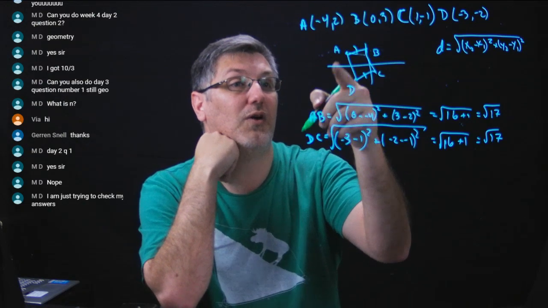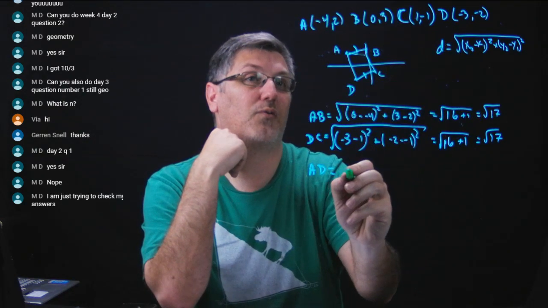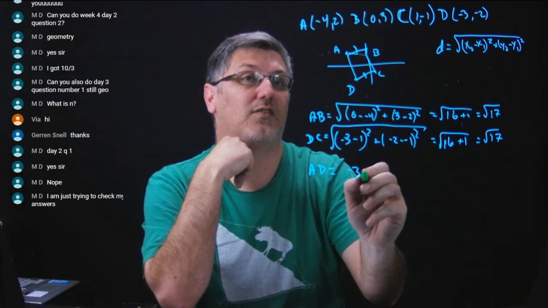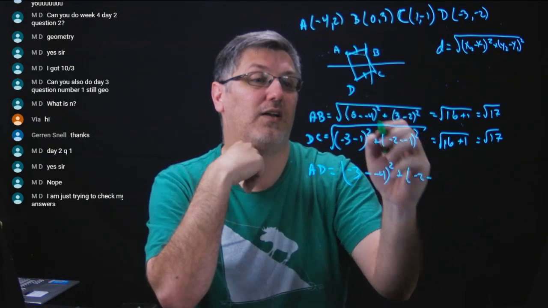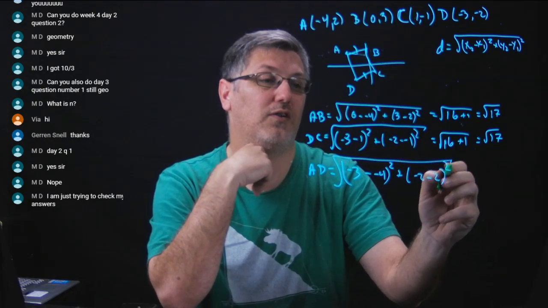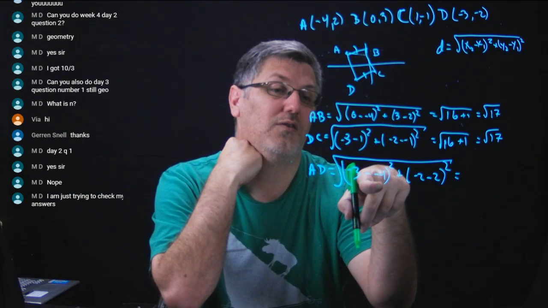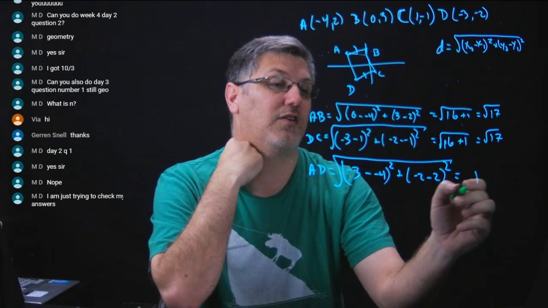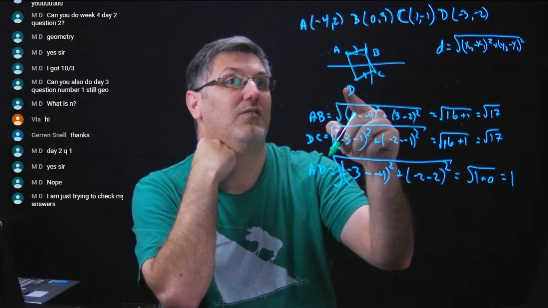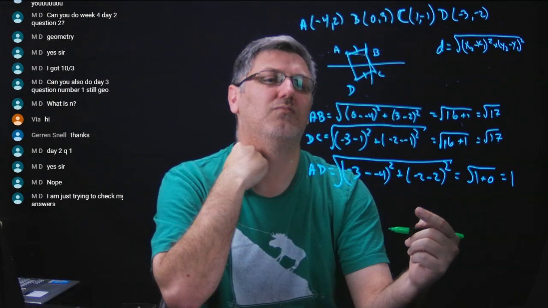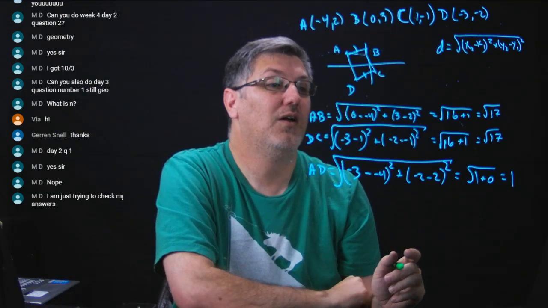So now we just do AD. We're going to do the same thing. -3 minus -4 squared plus -2 minus 2 squared. Take the square root of it. And this gives me 1 squared, which is just 1, plus 0. The square root of 1 is just 1. I'm just rolling with it. That seems kind of weird. All right, so that's AD.